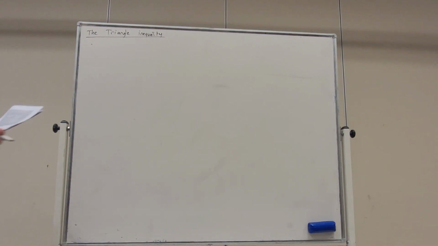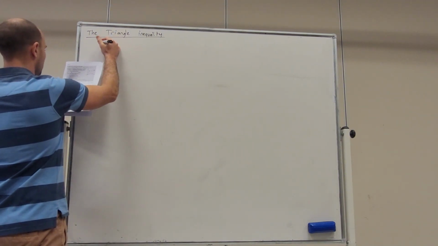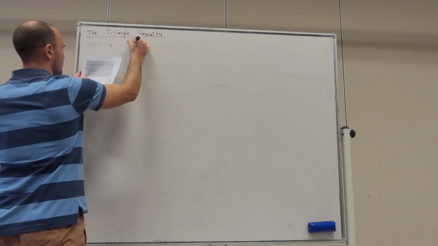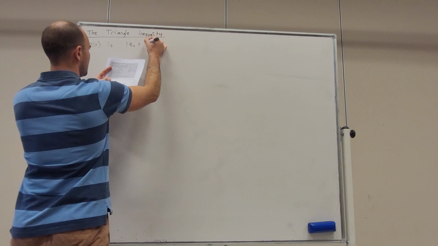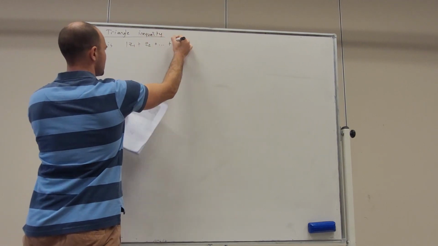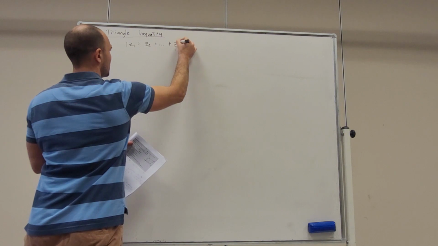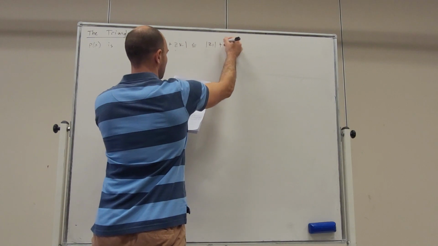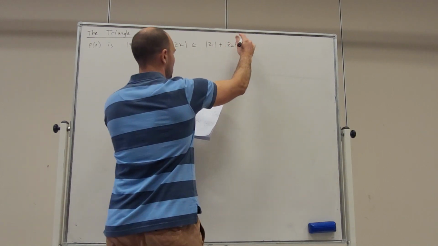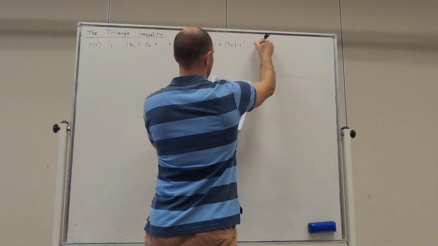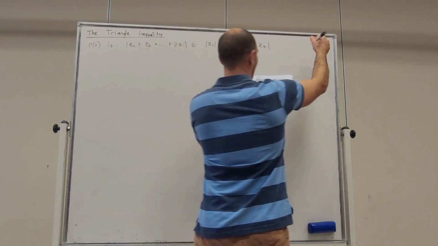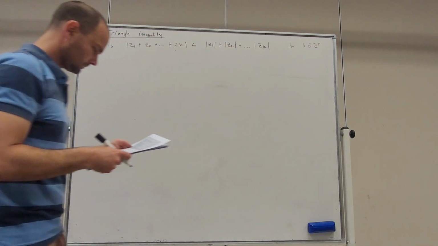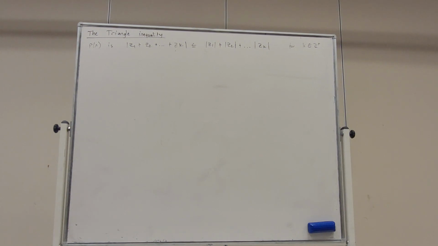All right, use PMI to show that this is true. Okay, so the P of N is, this is what we start with. We start with the claim that we're testing, Z1 plus Z2, plus all the way up to ZK, is less than or equal to the modulus of Z1 plus the modulus of Z2 plus all the way up to the modulus of ZK, for K a positive integer.